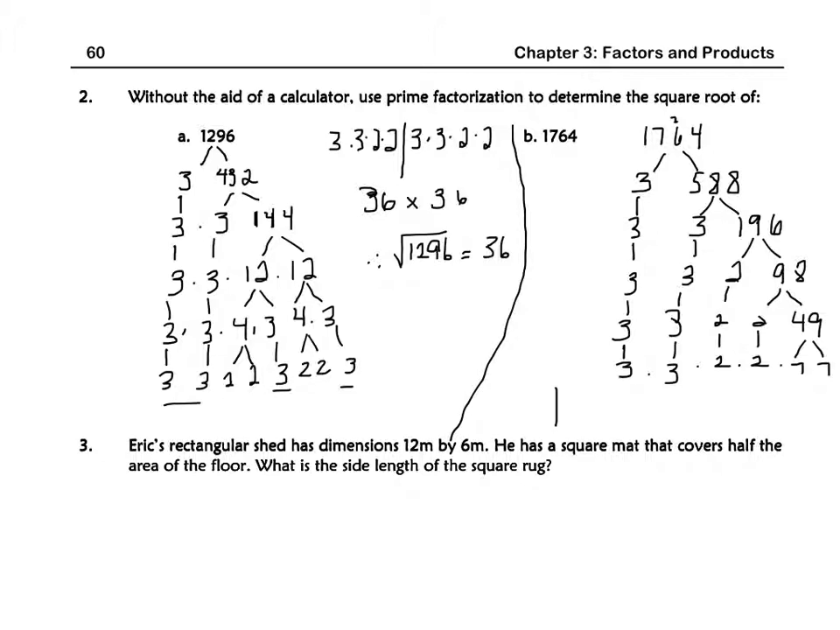So if we break it up into equal groups, and just kind of squeeze it in over here, we have 2 3s, so 1 would go here, 1 would go here. We have 2 2s, so 1 would go here, 1 would go here. And we have 2 7s, 1 would go here, 1 would go here. So that would give us 42 times 42 gives you 1764. So therefore, the square root of 1764 is 42, because this here is 42 times 42.